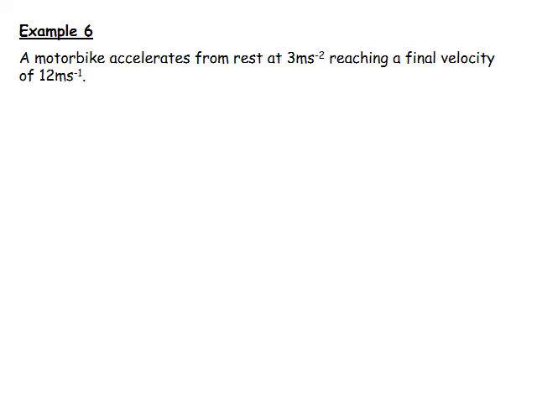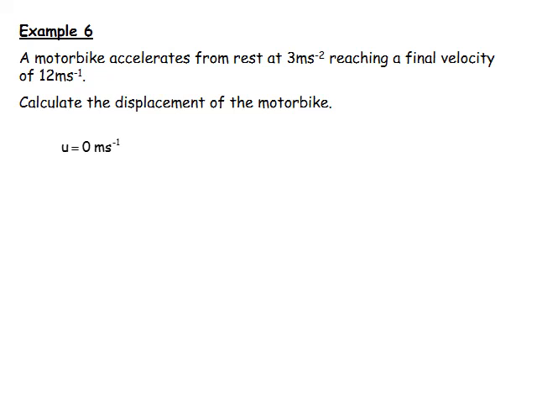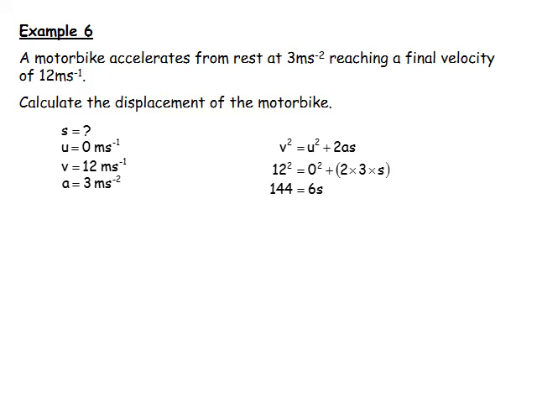Last example, motorbike accelerates from rest at 3 meters per second squared, reaching a final velocity of 12 meters per second. Calculate the displacement. SUVAT again. S we need to find out. From rest, so that's U equals 0. Final velocity is 12. Acceleration is positive, 3 meters per second squared. Don't have the time. So we know which formula to use, the one without it. When you're doing your problems, you need to write all the formulas so you can see them on the page and then pick ahead of the body of work that you're looking at.